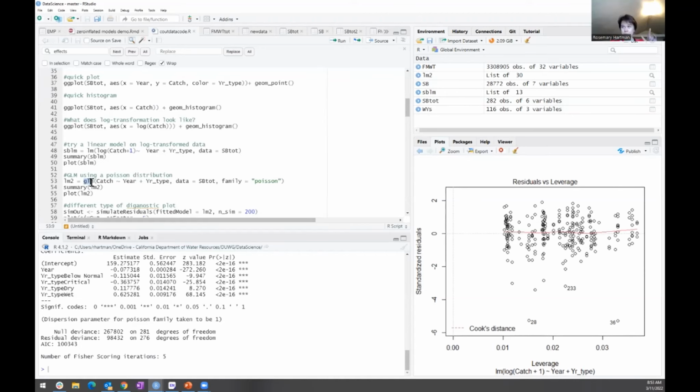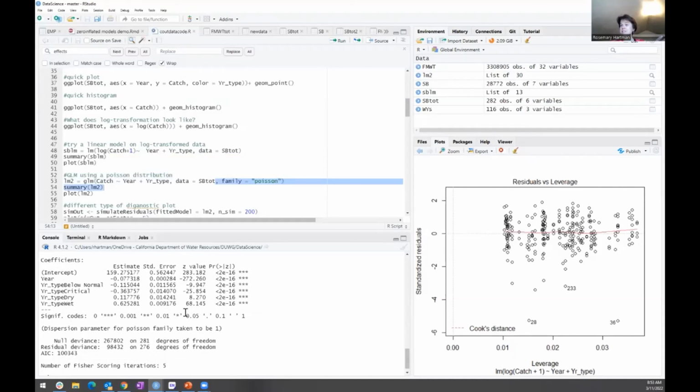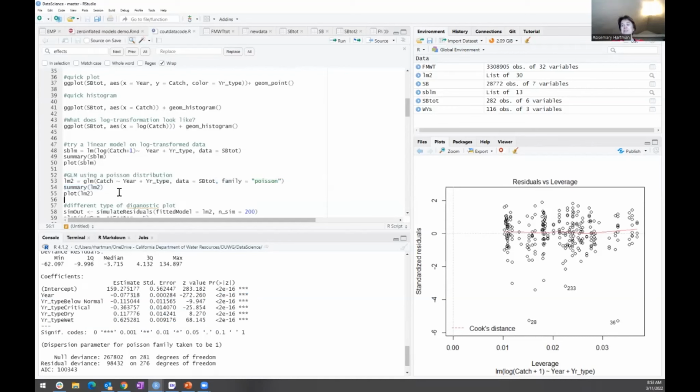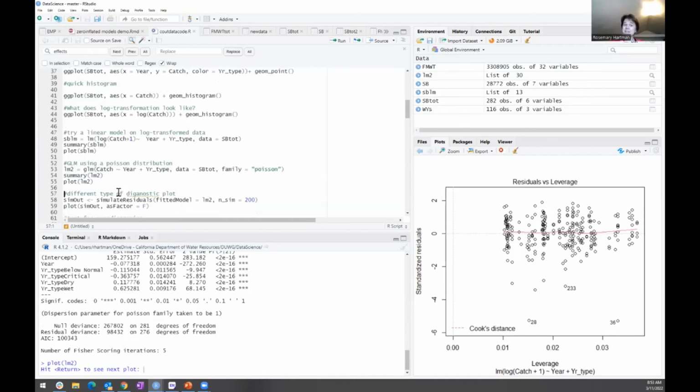Woohoo! So the GLM stands for generalized linear model, and it's run the same way as our linear model, but use family equals Poisson. And when we ran the summary on this, all of these were significant. They're great. Woohoo! Poissons always do this. They give you highly significant p-values on everything, but we check our diagnostic plots.